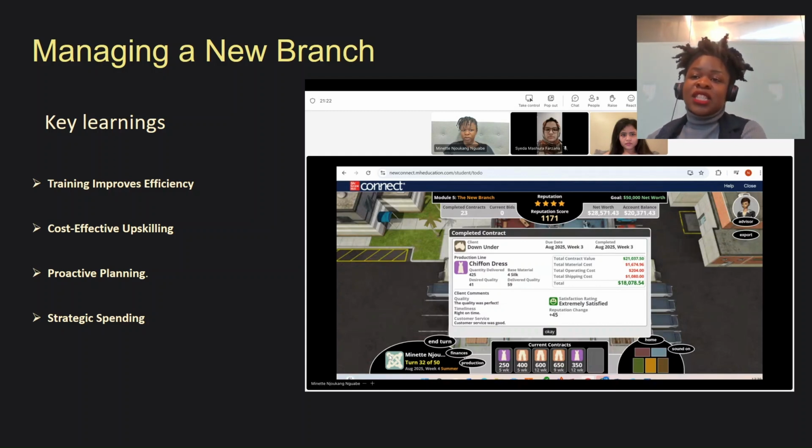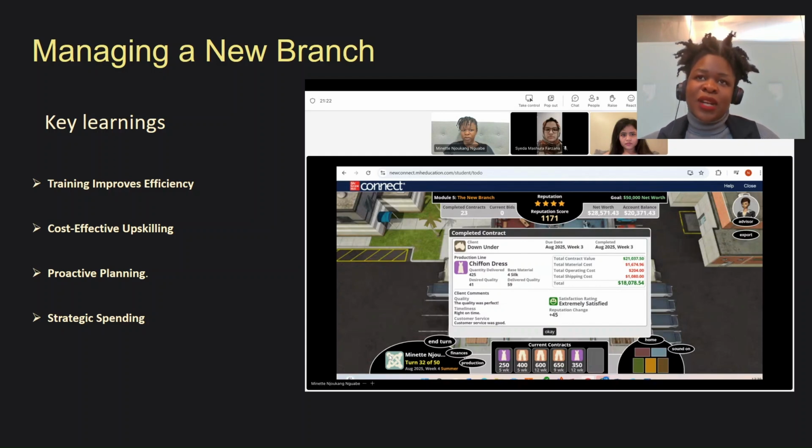Here again, key learnings: training improves efficiency drastically. It is way better to hire low skilled staff and train them than to hire overly experienced staff who are going to cost you so much money. Secondly, it is more cost effective to upskill your staff. Investing in employee training is more profitable than hiring overly experienced employees who are costly. Next we have proactive planning.